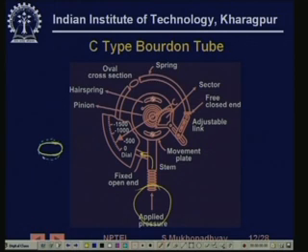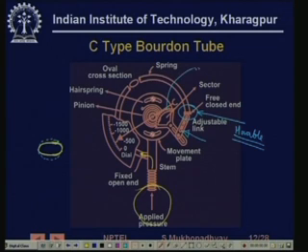The tube is like this. When it has pressure, it will have a tendency of stretching out into a circular cross section, and this stretching out creates forces such that this end, the movable end, moves. Because this is stretching out, this movable end will move, and that is now connected to mechanisms, links and other things.